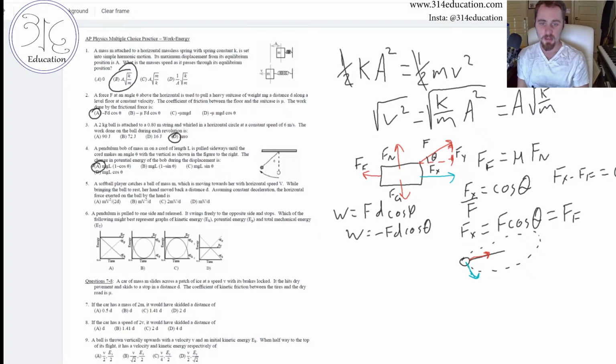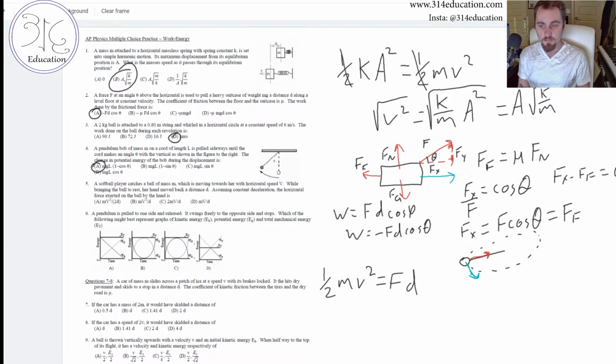So we've got a softball player who catches a ball of mass m, which is moving towards her with some initial velocity v. While bringing the ball to rest, her hand moves back a distance d. If we assume constant deceleration, the force exerted on the ball by her hand is going to be what? So what we can do is we can compare all the initial kinetic energy that this ball had, which would be equal to 1/2 mv squared, to the work done that it took to bring it to rest. And the work done would be the average force she used times the distance her hand moved.